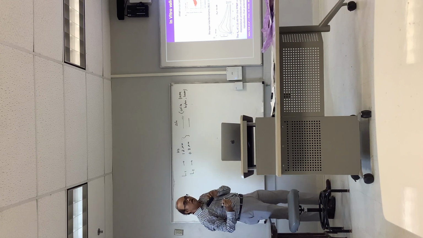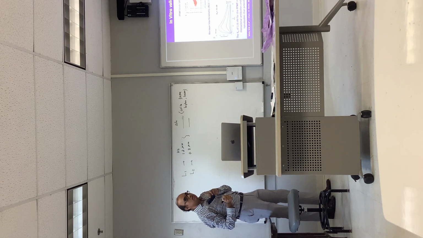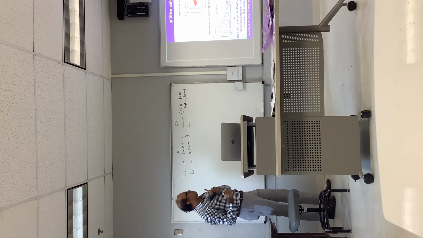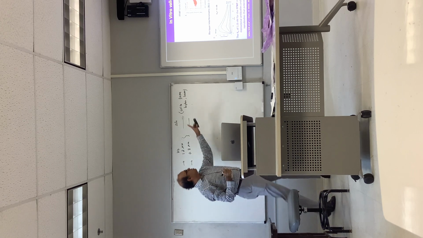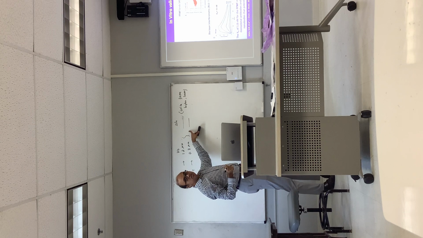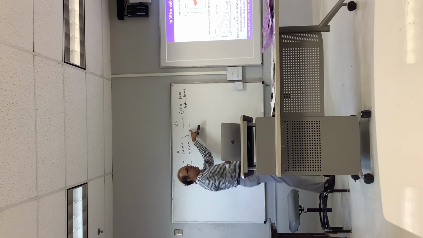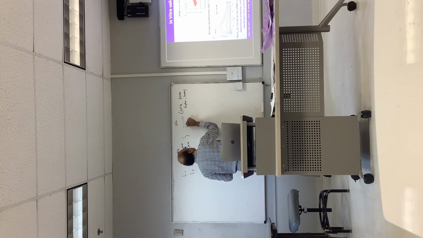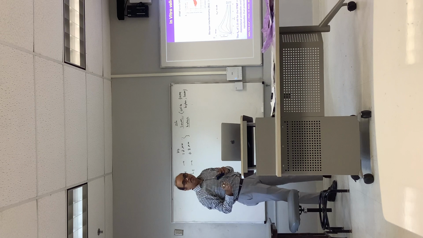Tell me which one is going to have lower delta G. So this one will have lower delta G? Higher? Okay. This one is higher. This one will have lower. Everybody agree? So remember that.